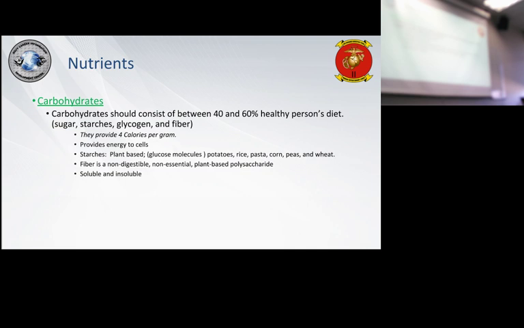Carbohydrates consist of between 40 and 60% of a healthy person's diet. They provide 4 calories per gram. They also provide energy to the cells. Fiber is a non-digestible, non-essential, plant-based polysaccharide. You need to know these differences between carbohydrates, proteins, etc.